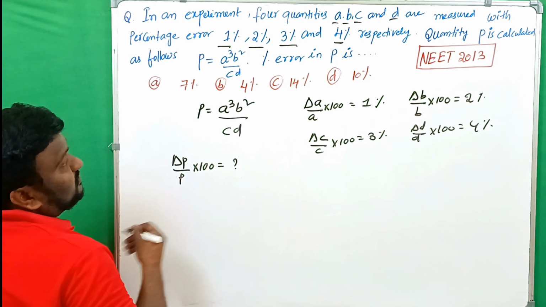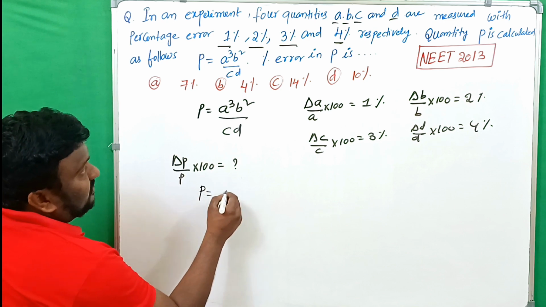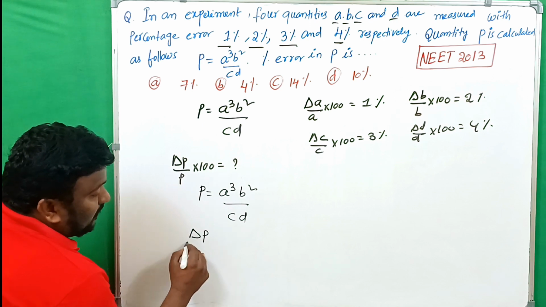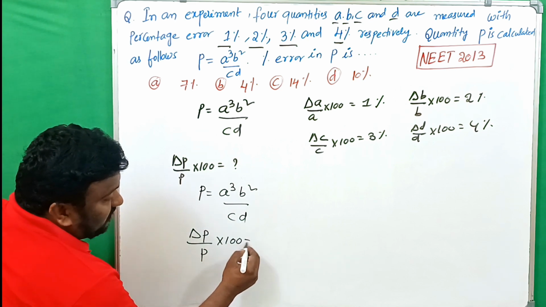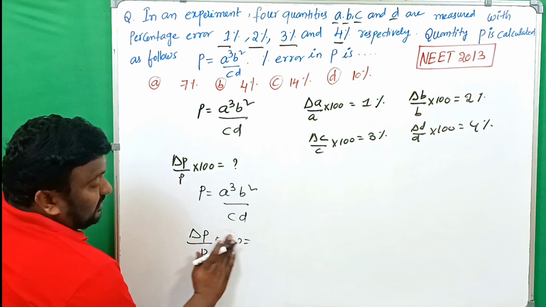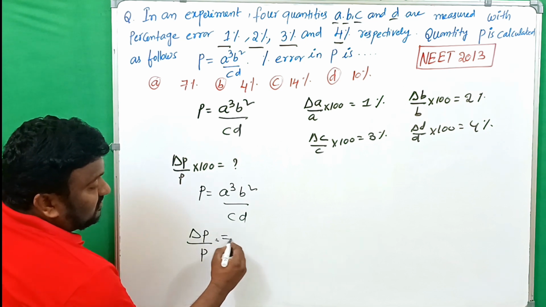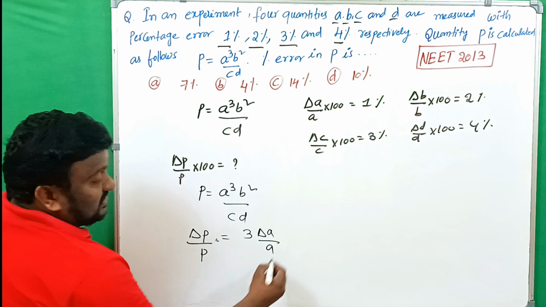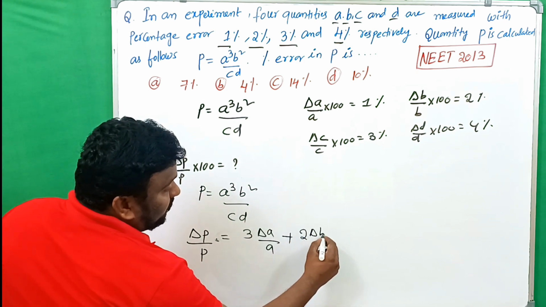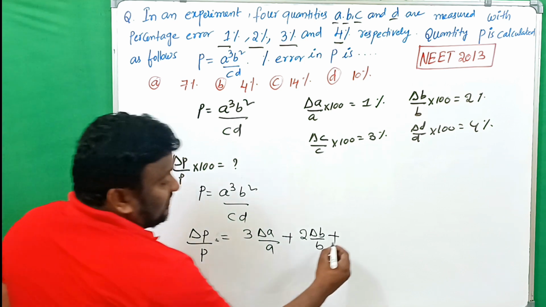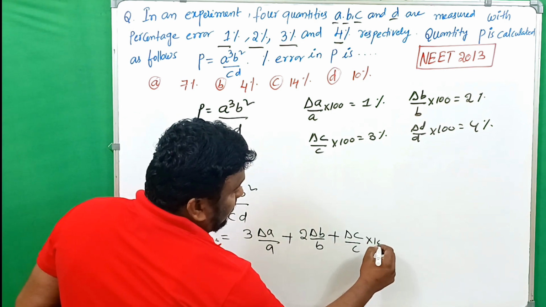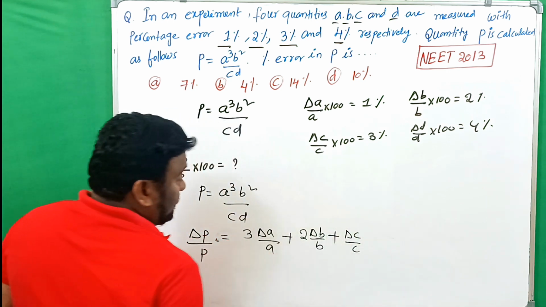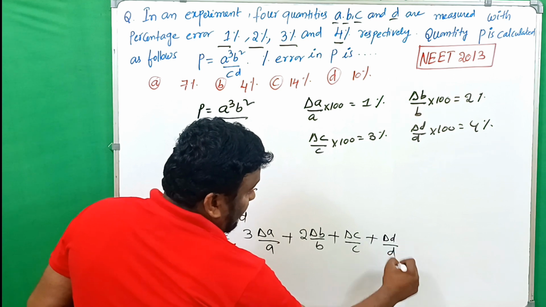So the formula is P equals A cube into B square by C D. Now what do you write? Delta P by P into 100 equals the power times the relative error of A, that is 3 times delta A by A, plus 2 times the relative error of B, plus delta C by C, plus delta D by D. It is a percent error, so 100 is not needed here.